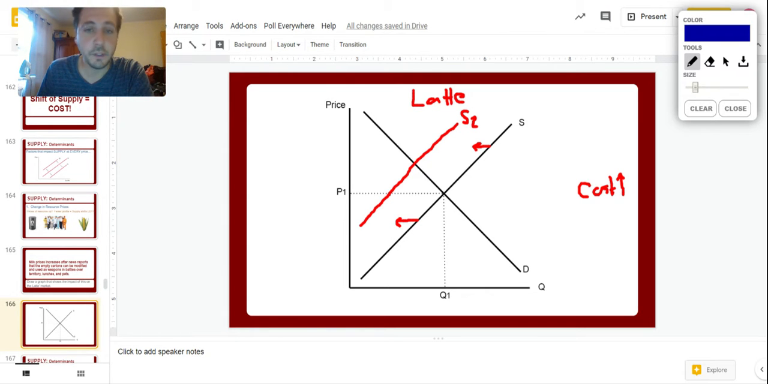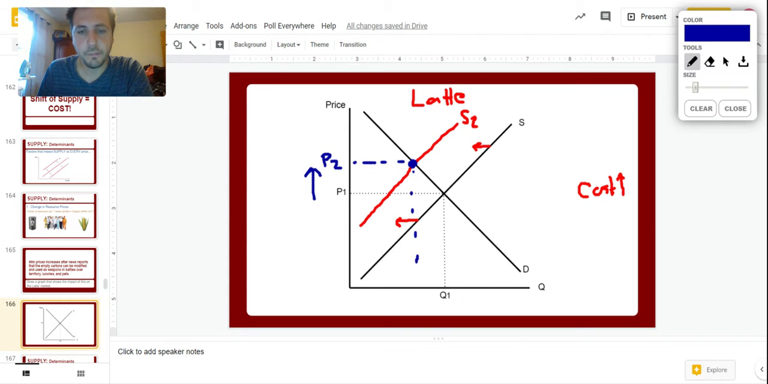Let me switch colors here. We have a new equilibrium point right there at our new supply and our old demand. We dash over and we put in price. What happened to price? Price rose, right? Because we're supplying less. There's fewer available. That scarcity drives up the price because demand is the same.